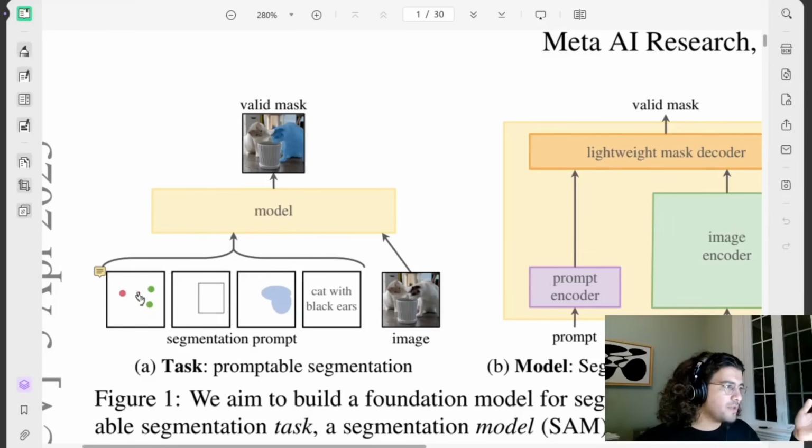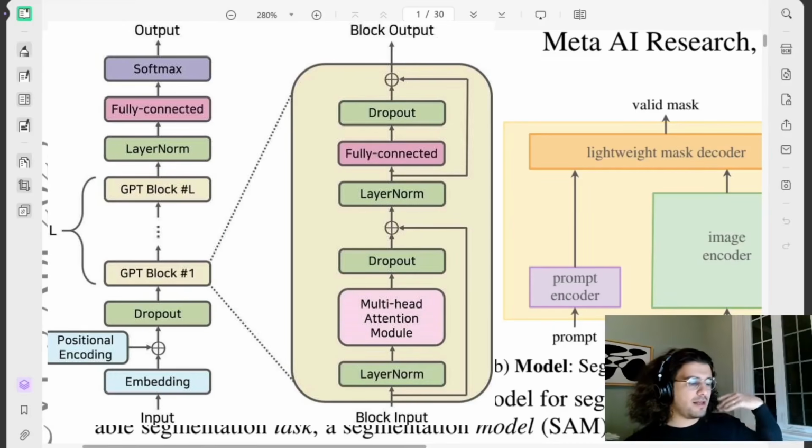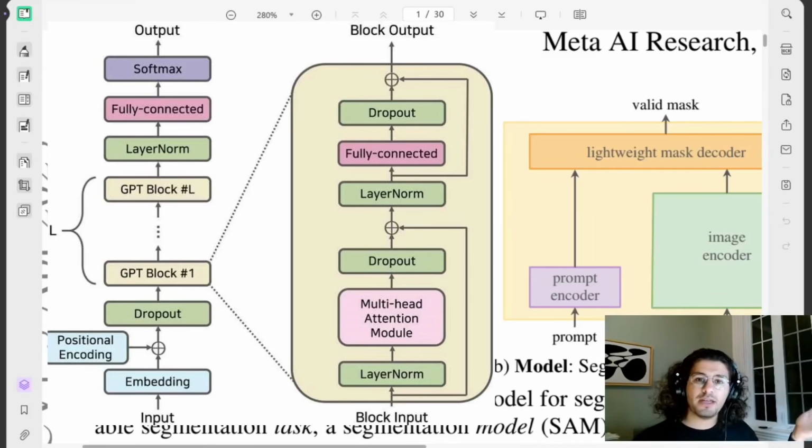It can accept points. It can accept boxes, so a top left and then a bottom right coordinate. It can accept literally another mask. It can accept text. So the idea is that you could give any of these, and the model should be trained in a way that it will always output a mask. This is very similar to how a large language model like a generative pre-trained transformer has been conditioned.